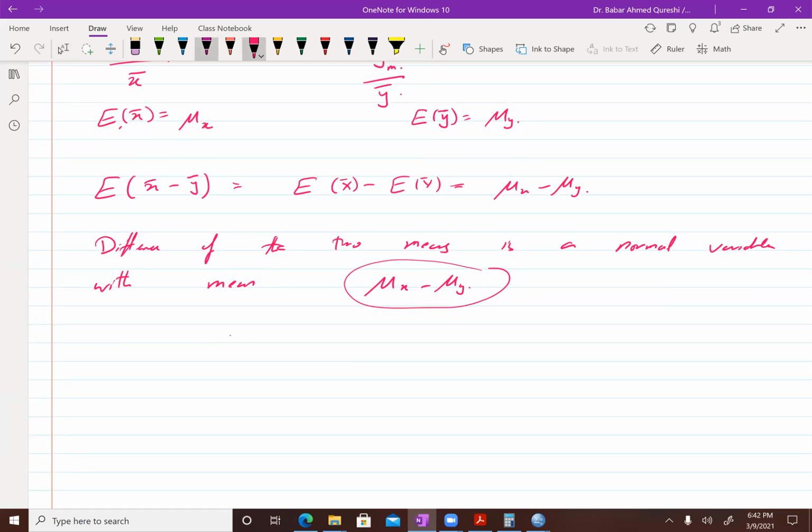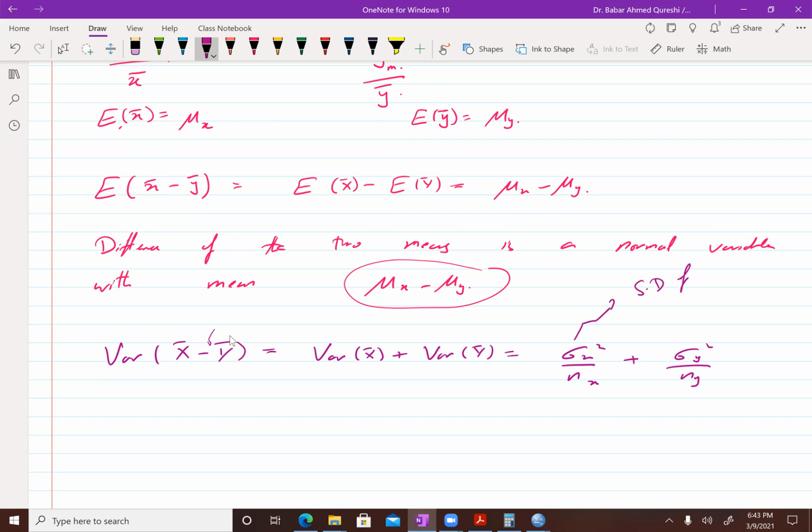And what would be the standard deviation? I know that variance works this way. Whatever is multiplied with the variable comes out squared. So the variance of a difference is actually equal to the sum of the individual variances. So this would be the first number, where nx is the size of the first sample, where this is the standard deviation of population x, and this is the standard deviation of population y.